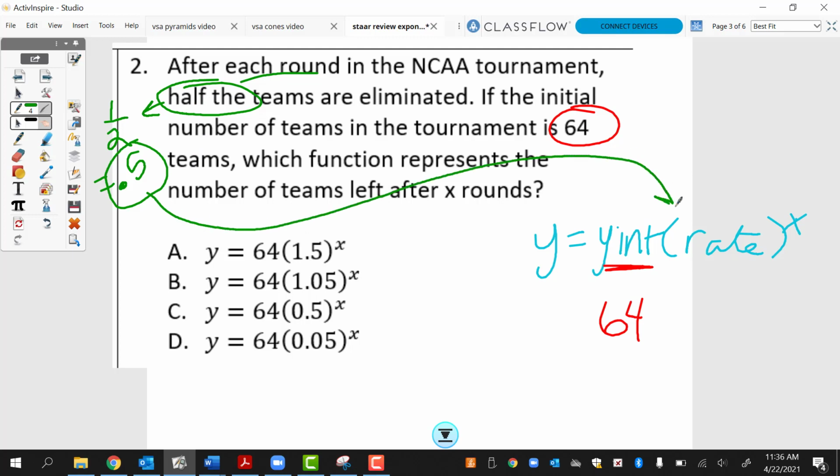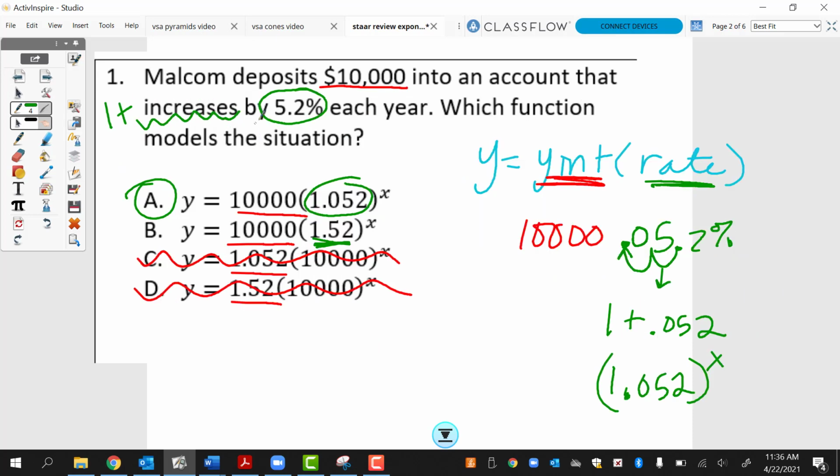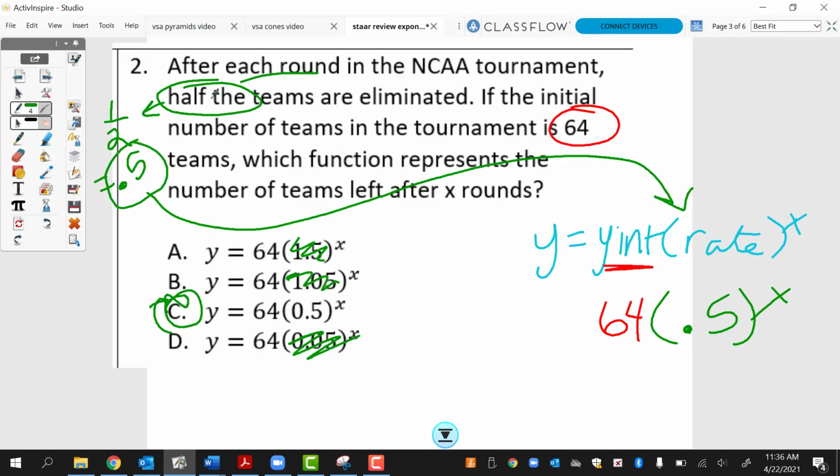So that is my rate. So 0.5 on the inside. So I need to read carefully and find 0.5 on the inside. That's going to be C. We're reading carefully. This is 0.05. That's not it. These both have 1s in it. We know that's not it. Okay, 0.5. So you got to make sure you're reading. Did it say percent, like this one said percent, or does it just say a number?